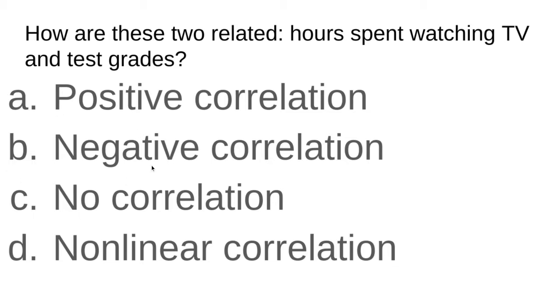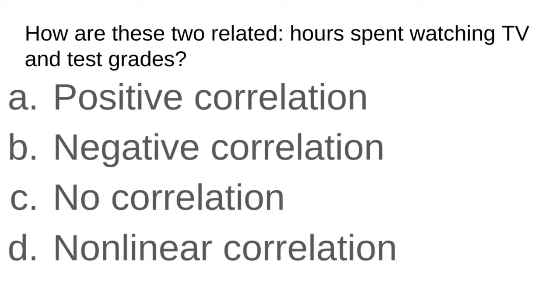And let's say that you are the student that never studies for your test. You go home and you just watch TV all night, all evening, all afternoon, and then you make 100s on your test grades. Well, you would be considered an outlier in this case because that is not most people. Most people have to study to get good test grades. So if you are spending more hours watching TV, your test grades would go down. That would be a negative correlation.